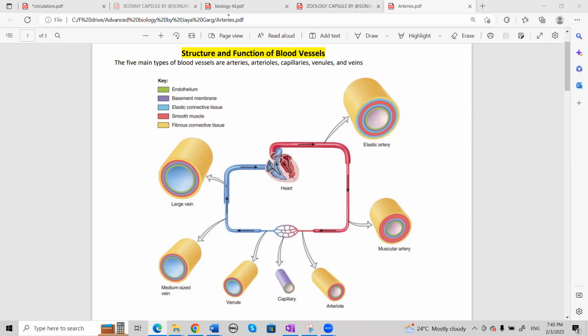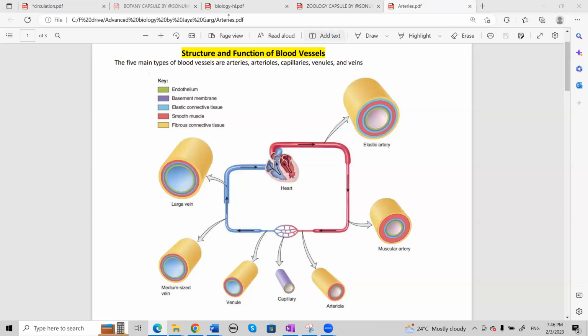In this video, we are going to study the structure and functions of blood vessels. Mainly in this video, my focus will be to explain the arteries. Two types of arteries are there, elastic arteries and muscular arteries. We'll be focusing on the mean arterial blood pressure, systolic blood pressure, diastolic pressure, as well as pulse pressure. So the main focus will be on the arteries in this video.